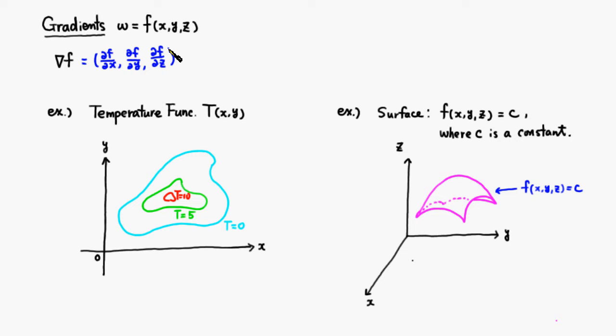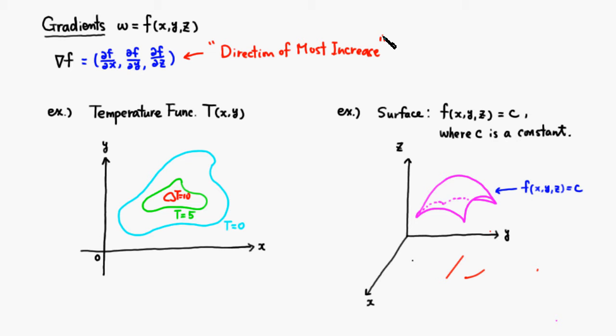So this is going to be a vector, and if you remember from physics or Calc 3, this represents basically the direction of the most increase of the function value. So if you were to increase the value of the function, you would want to move in the direction of the gradient, right?